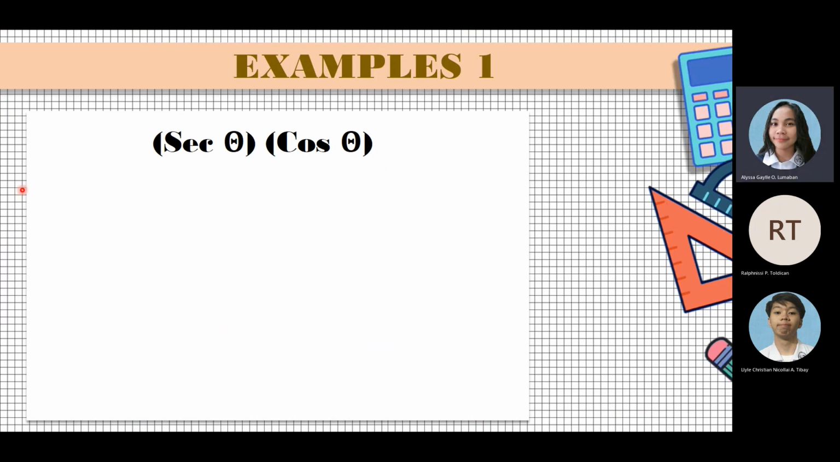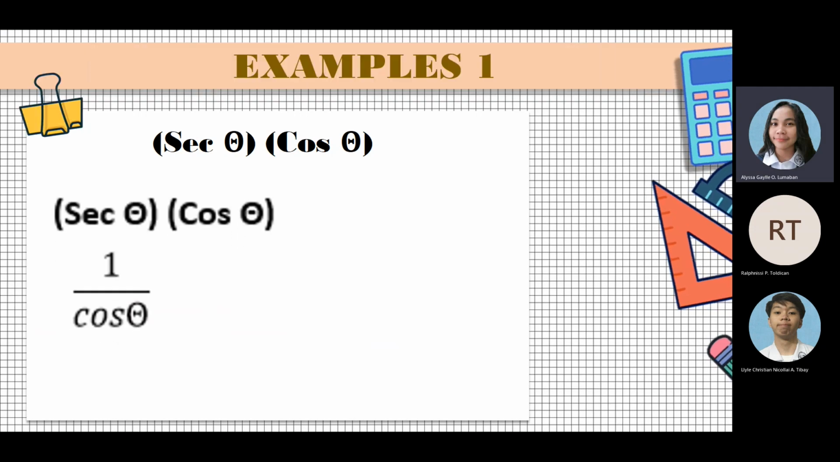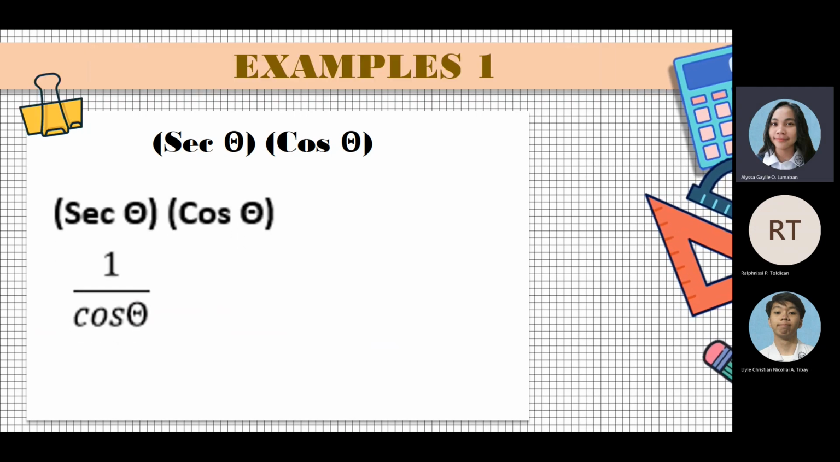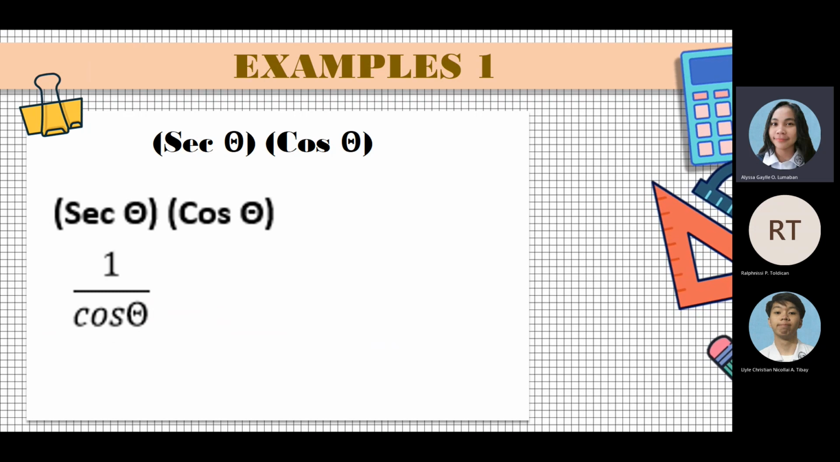Let's start off with secant theta. By looking at the chart, we can identify its reciprocal identity: secant theta is equal to 1 over cosine theta. With this, we can change secant theta to 1 over cosine theta.